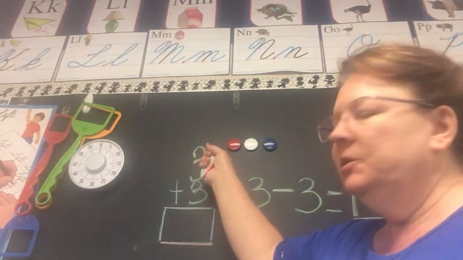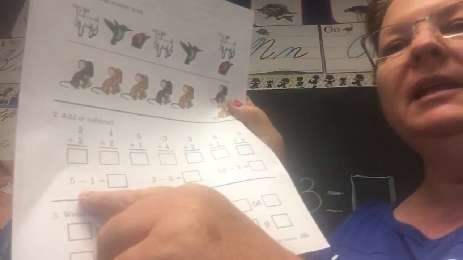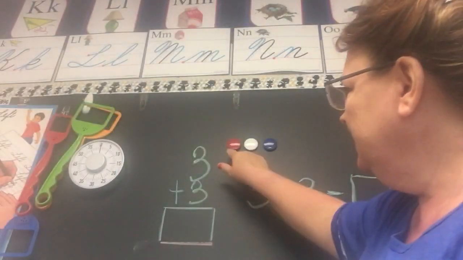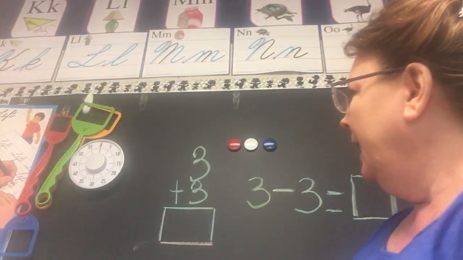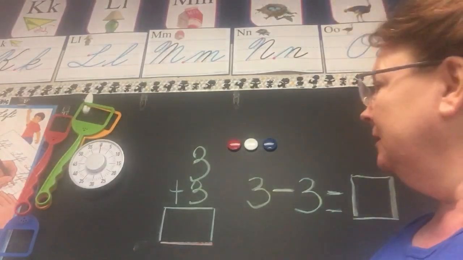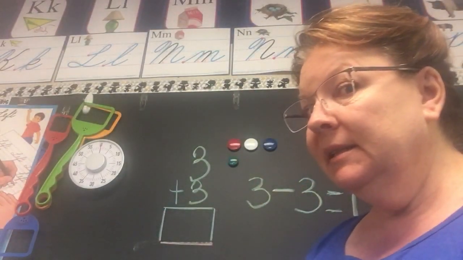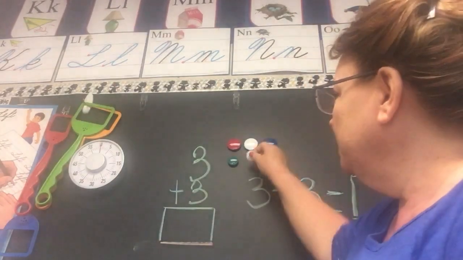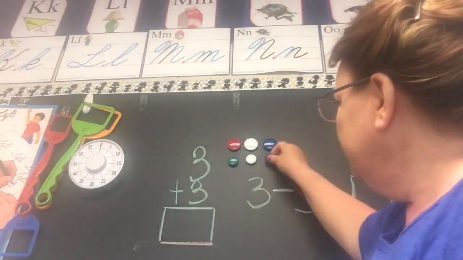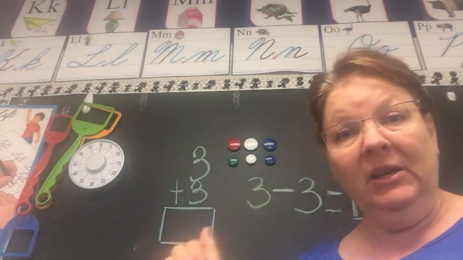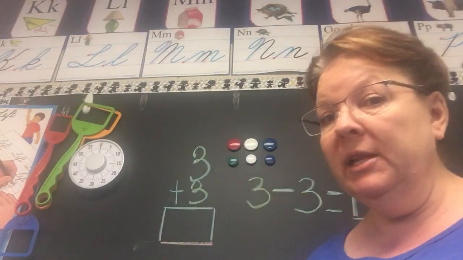All right, the first addition on your paper is 3 plus 3. So at the top I have 3 magnets. I'm going to add 3 more magnets. 3 plus 1 more is what? Right, 4 plus 1 more is 5, right? Plus 1 more is 6, good. 3 plus 3 equal 6.